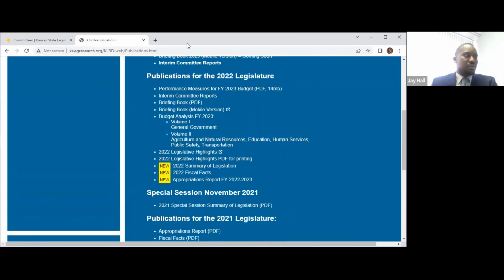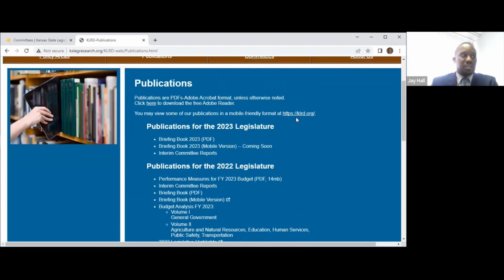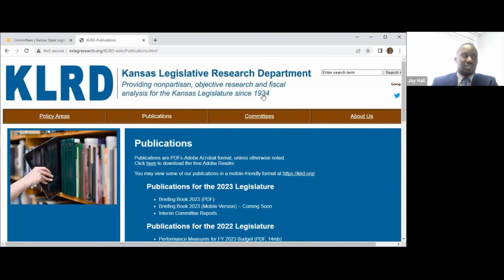So you see here publications from the 2022 legislature, including the summary of legislation. If you want a quick summary of legislation that was passed last year, you can go to the summary of legislation. You also have the 2022 fiscal facts, which gives information about the Kansas state budget, and the appropriations report for fiscal year 22-23. So all of that information is here on the Kansas Legislative Research site. If you're looking for that, that's a great reference tool for quick reference if you need information on the Kansas legislature. So those are just some of the tools that I make use of during the legislative session.